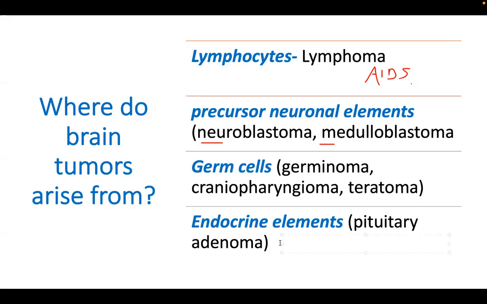So don't forget your endocrine elements, that the anterior pituitary gland arises from the Rathke's pouch. It's the anterior pituitary gland. The posterior pituitary gland arises from the neuroectoderm. Hence, it's called the neural hypophysis, or the posterior pituitary gland. So I want you guys to take note of this.